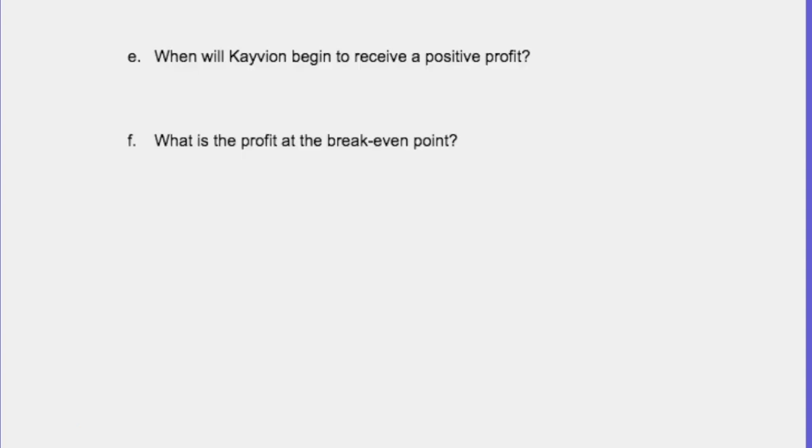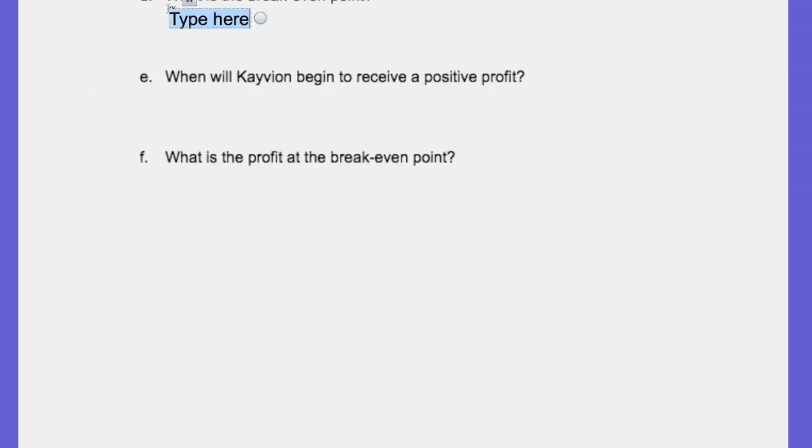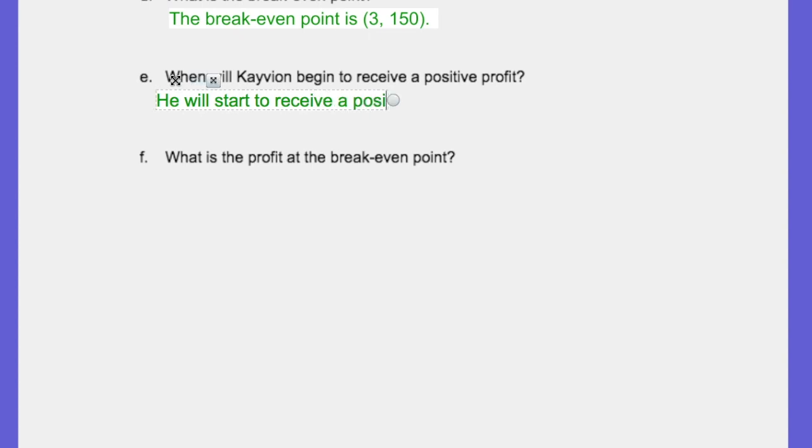All right, we're also going to type it in with our answers here. What is the break-even point? The break-even point is 3, 150. Okay, so that's just what is the break-even point. Now because of that, when will he start to receive a positive profit? So break-even, remember, he's not making any money. So we're going to say he will start to receive a positive profit when he sells 4 pairs of shoes.